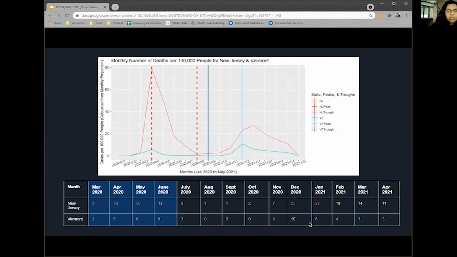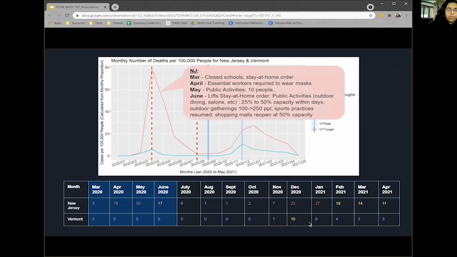Moving on to New Jersey, this is a state with the highest proportion of deaths per 100,000 people. So let's go over what their policies were like. The first wave hit New Jersey pretty hard. So in the first 3 months, New Jersey closed their schools, had a stay-at-home order, and limited public activities to 10 people.